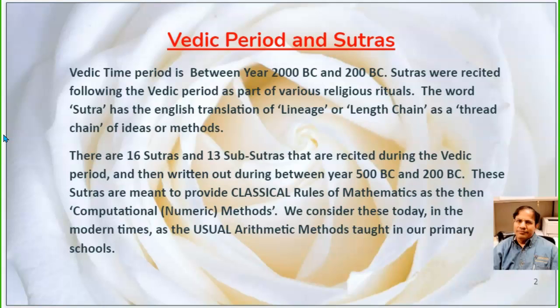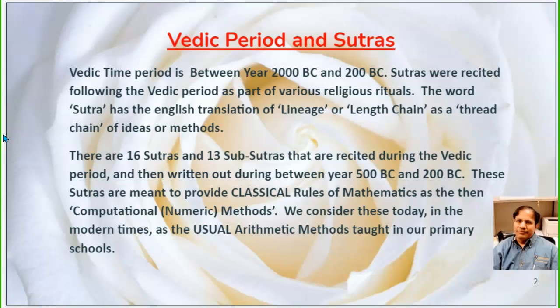The word sutra, spelled S-U-T-R-A, has the English translation of lineage, or length chain, or a thread chain of ideas and methods. There are 16 sutras and 13 sub-sutras that were recited during the Vedic period and then written out between the years 500 BC and 200 BC on various materials.